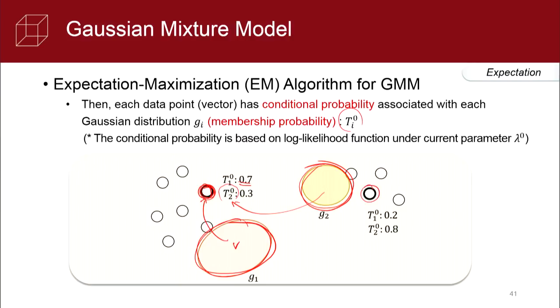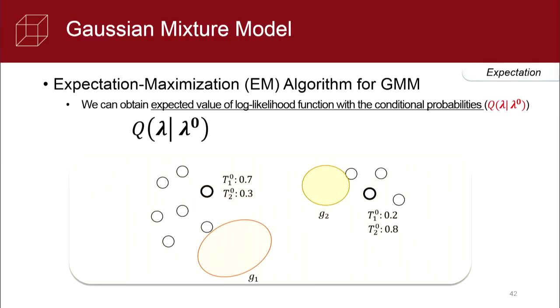Similarly, this data point has a higher probability of coming from this Gaussian distribution, right? So it has a higher value than this one. So you can calculate some kind of membership probability. And after that, with this information, you update the value to find out the next parameters.